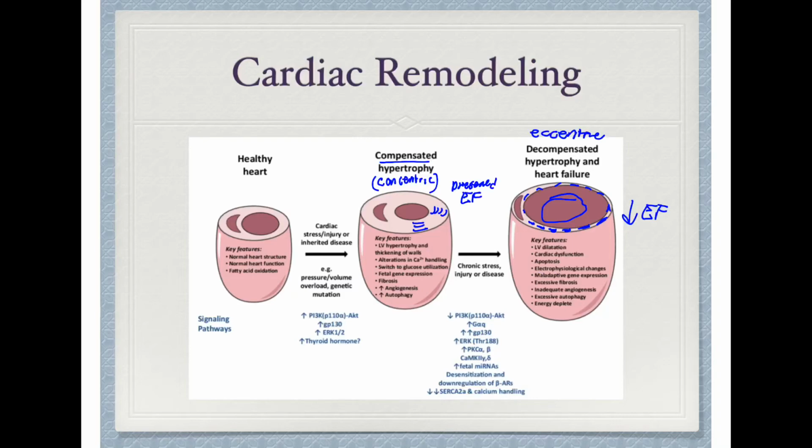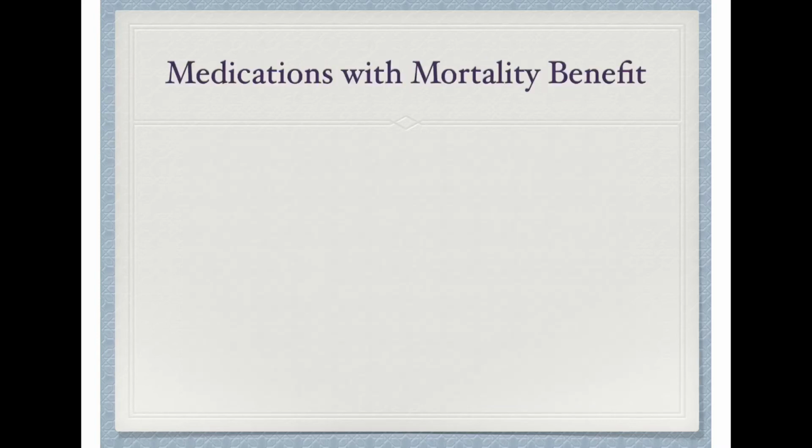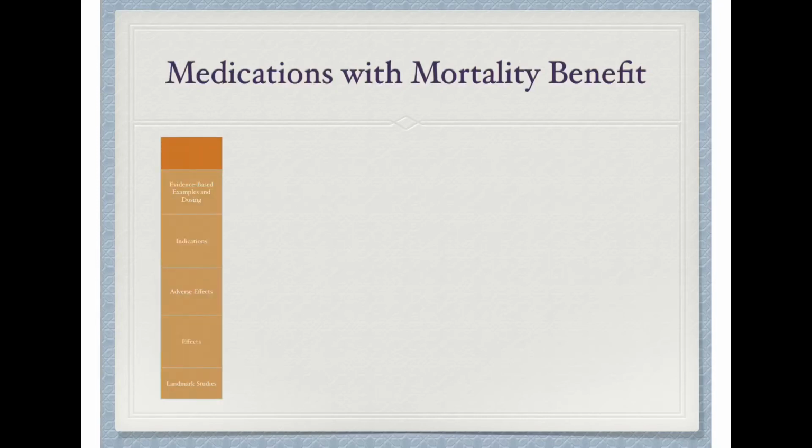So let's discuss some of the medical therapies that we use to have mortality benefit in these patients and prevent remodeling. We'll go through the evidence-based examples of drugs in each class, the indications for their use, some of the adverse side effects to watch out for, the positive effects, and at the bottom here we'll mention the landmark clinical trials that showed their benefit in heart failure.